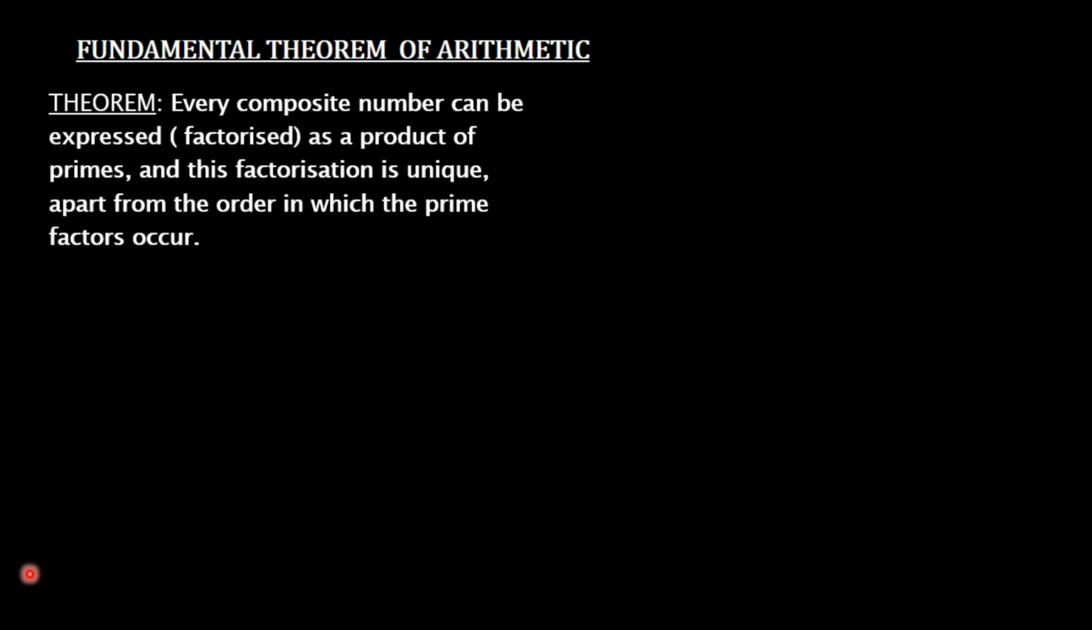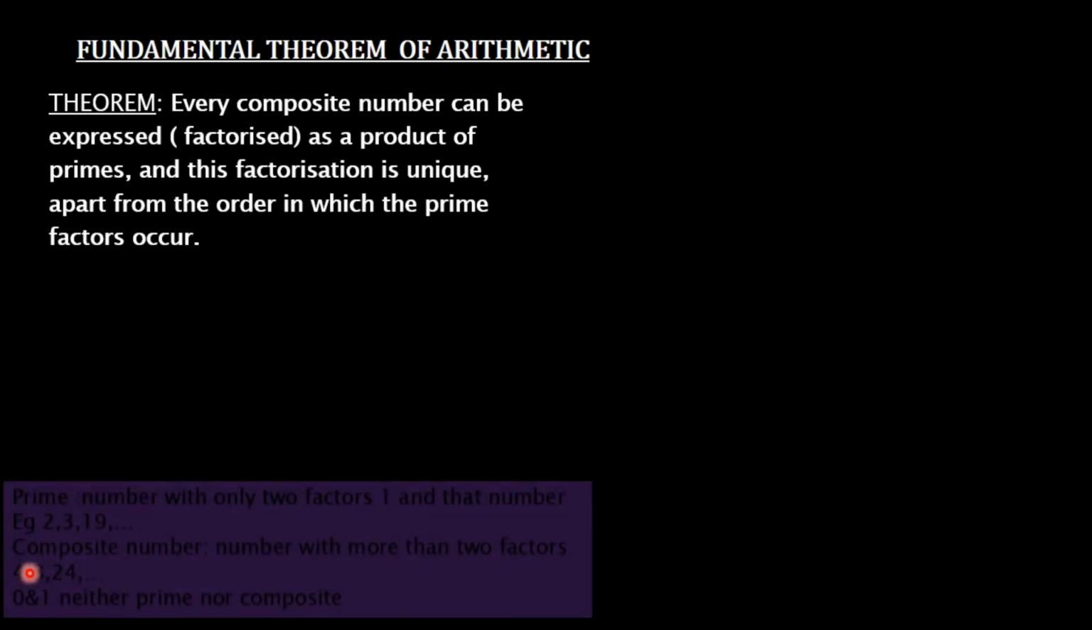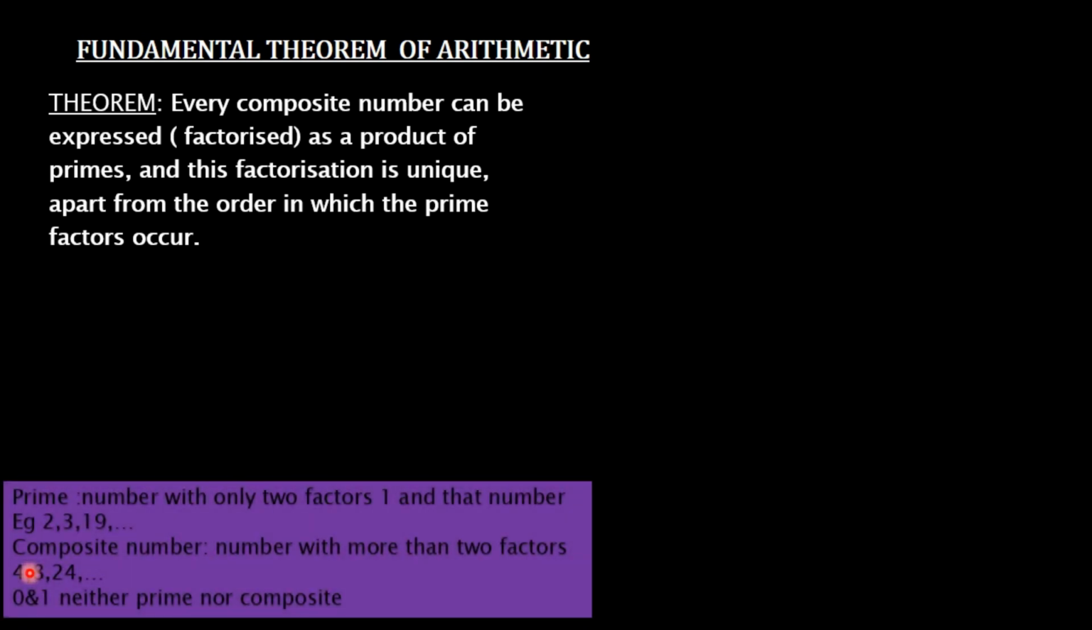Let us have a look at what a composite number is. A prime number is a number with only two factors, that is that number and 1. A composite number is a number with more than two factors. What does a factor mean? It is something that divides that number. For example, for 24, 6 is a factor, because on dividing 24 by 6 it will leave a remainder 0.